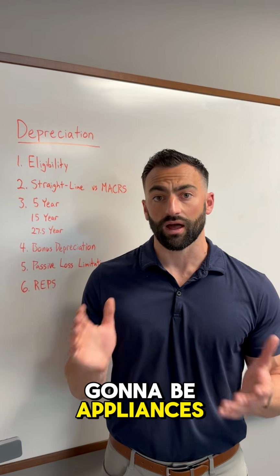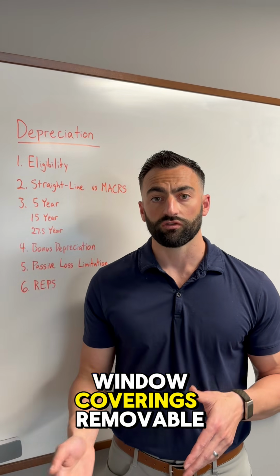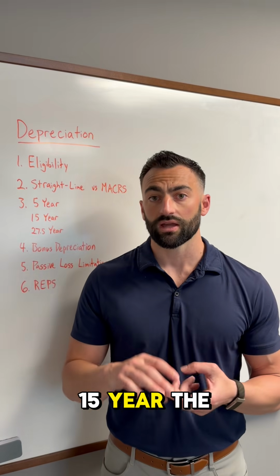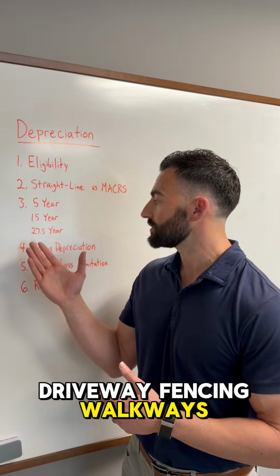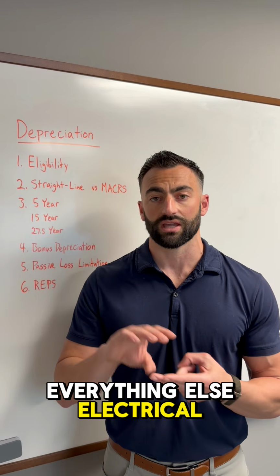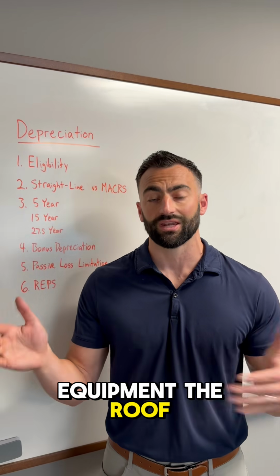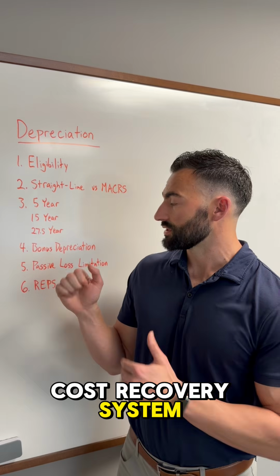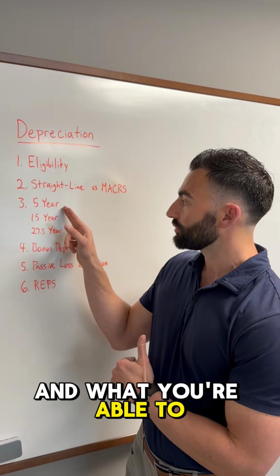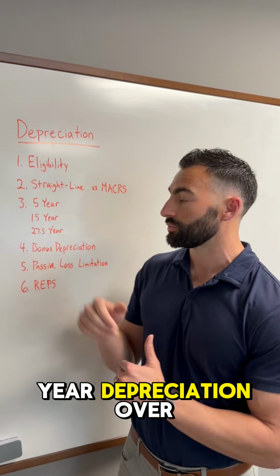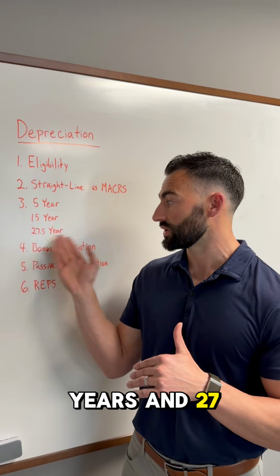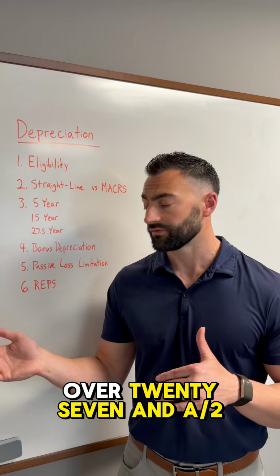5-year is going to be appliances, window coverings, removable carpet, removable fixtures. 15-year, the driveway, fencing, walkways, and 27 and a half year is going to be everything else. Electrical components, the HVAC equipment, the roof, the framing, etc. By doing a cost recovery system, all of those will be delineated, and what you're able to do then is take the 5-year depreciation over 5 years, 15 years over 15 years, and 27 over 27 and a half.